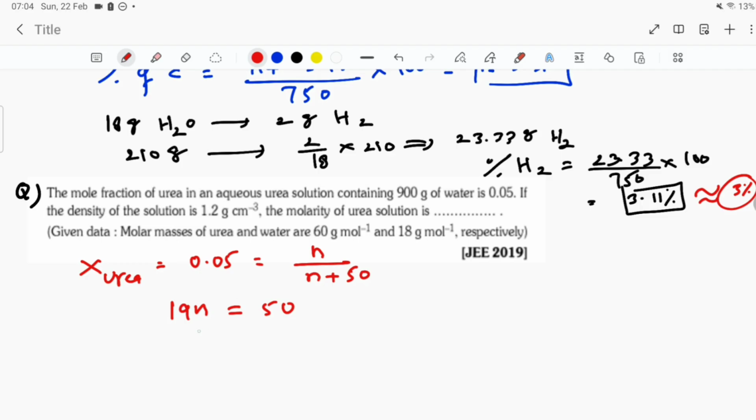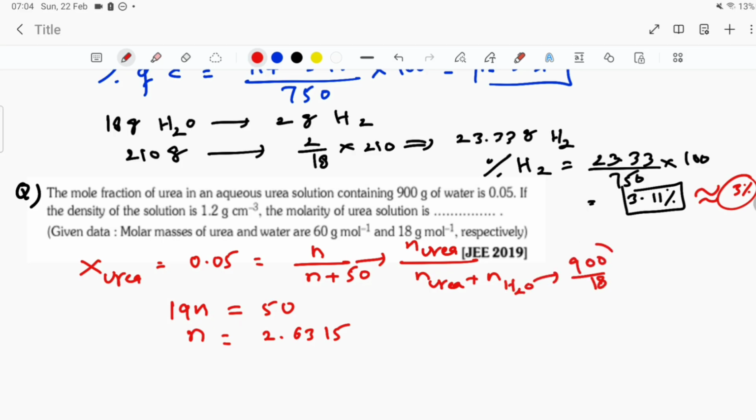19N is equal to 50. Here N is equal to how much you will get? 2.6315. Number of moles is equal to... see, why did I write 50 here? Number of moles of urea by number of moles of H2O. How many moles of H2O? 900 grams of water by 18, which is equal to 50. That's why I wrote 50 directly here. Remember. So N is equal to 2.6315. That is the number of moles of urea.